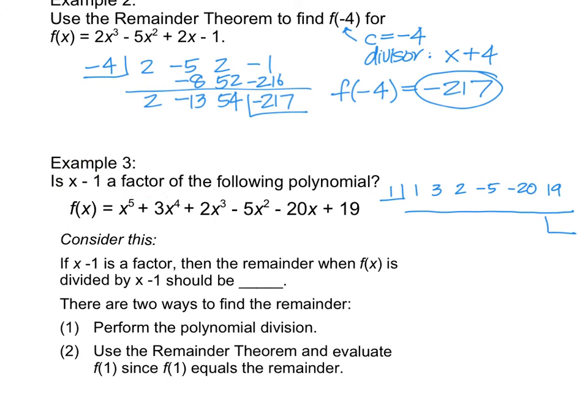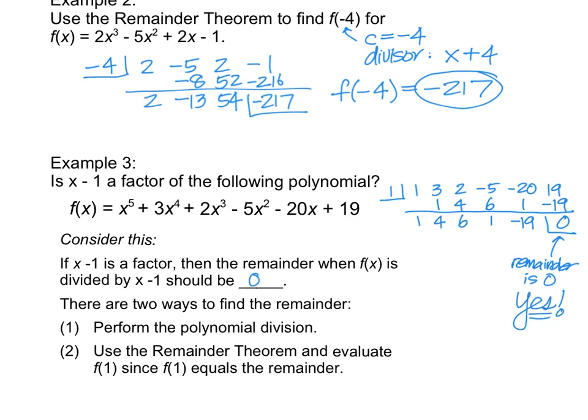So let's go ahead and do this polynomial division using synthetic division. 1, 4, 6, 1, -19, 0. Hey, the remainder is 0, which means that x minus 1 is a factor. There was nothing left over. So the answer is yes.